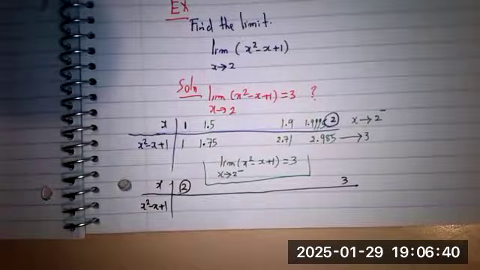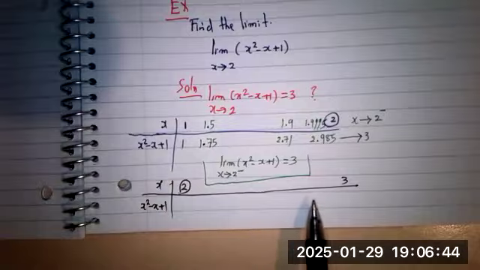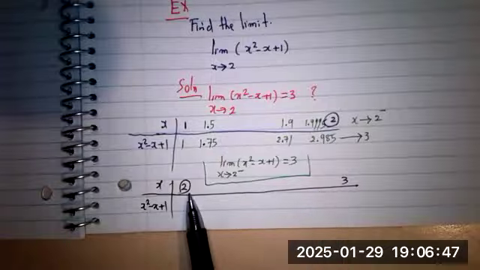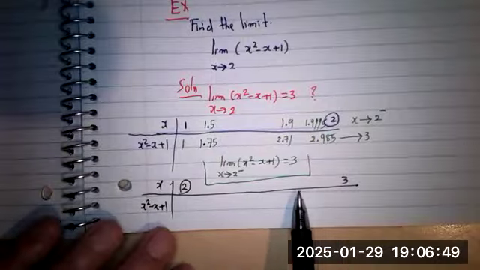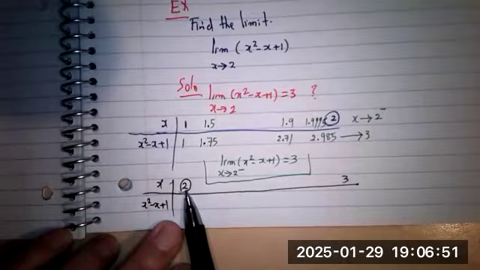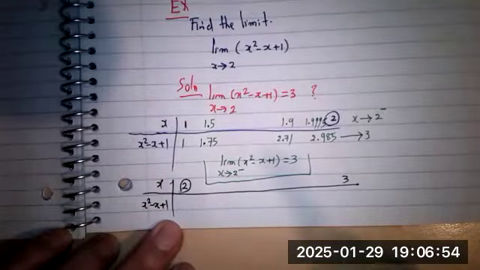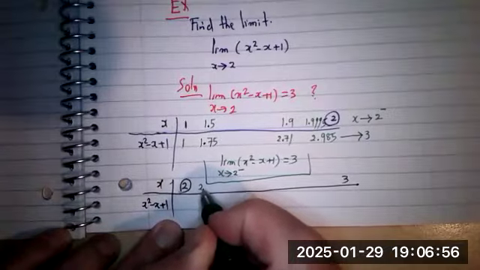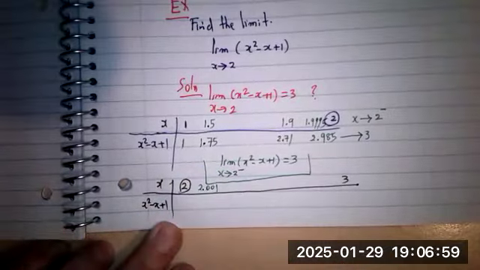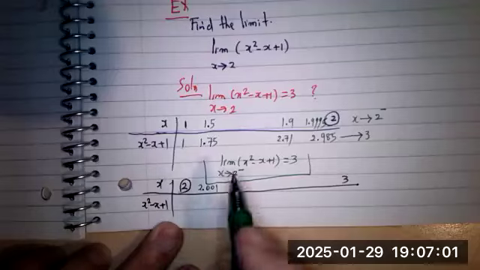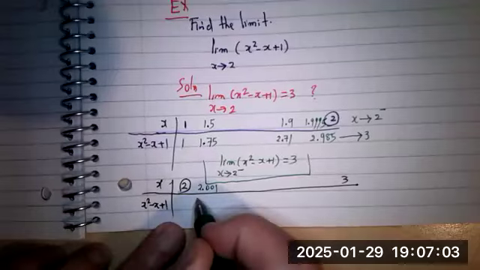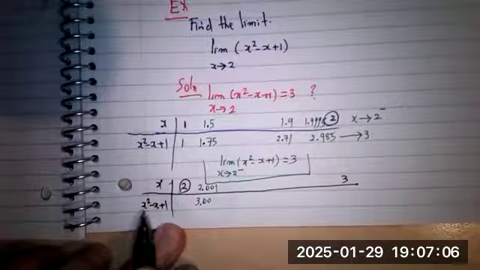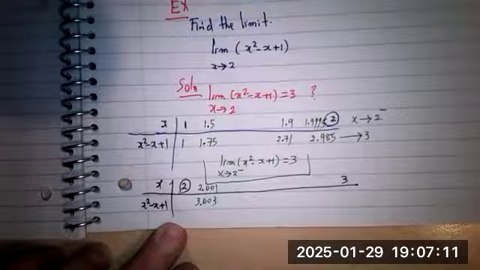Okay, so I start picking some numbers in this direction. You want to get closer and closer to the 2 from this direction. So the number that I have is a number close to this. I pick 2.001. If you substitute, use your calculator, that gives you 3.003, which is very close to the 3.